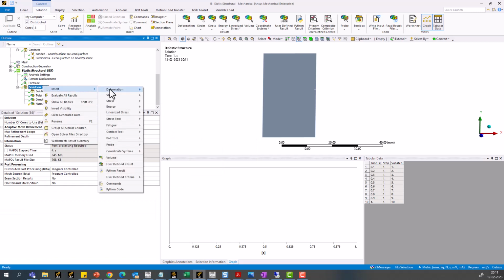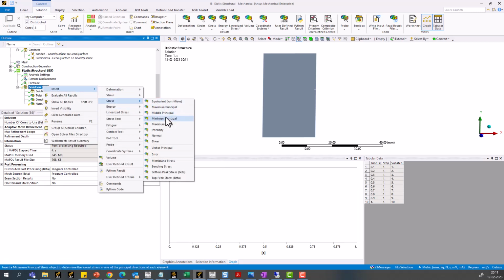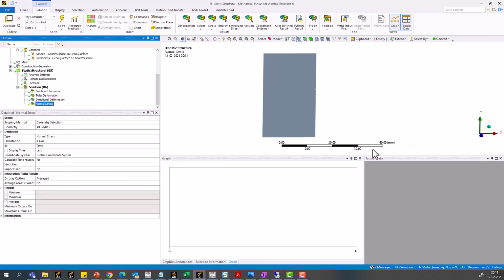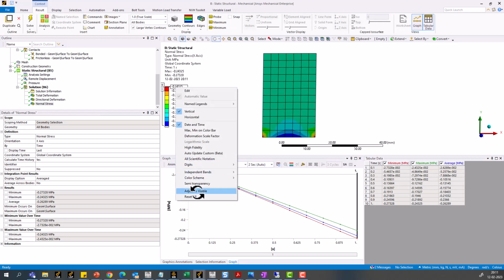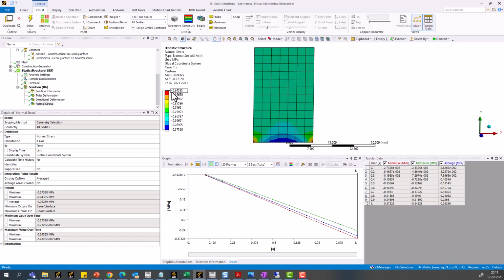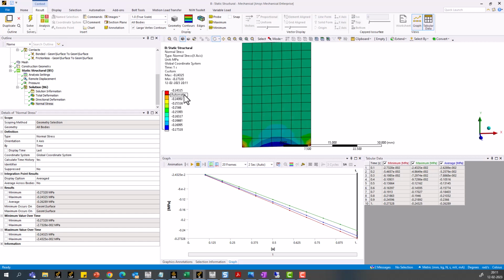There are definitely multiple options, like you can plot the equivalent, maximum principal, middle principal, principal. You can go through all these features. But for this case, I'm interested in the stress in the x direction. So I will go here and plot this stress. Now you can see the values are close to 0.24325. The values are very close to whatever we got from the analytical expression. So it's 0.24 MPa.